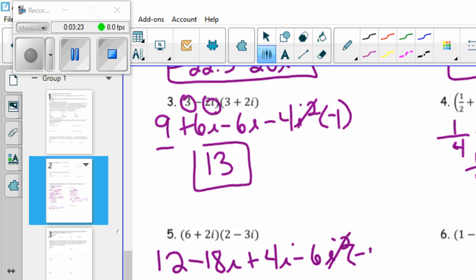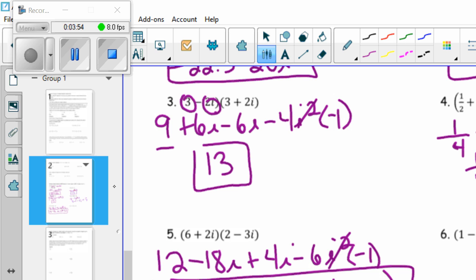My i squared becomes -1, so this is a -6 and negative plus 6. So 12 plus 6 gets me 18. Combine my i's, -18i plus 4i gives me minus 14i. I can leave it like that, or I can go ahead and factor out the GCF. So they both have a 2 in common, so I can pull a 2 out, and then I get 9 minus 7i. You need to recognize that those are both the exact same thing.